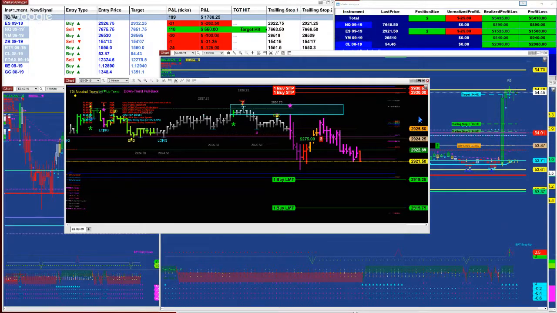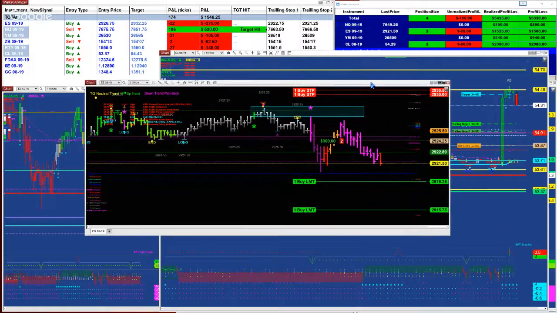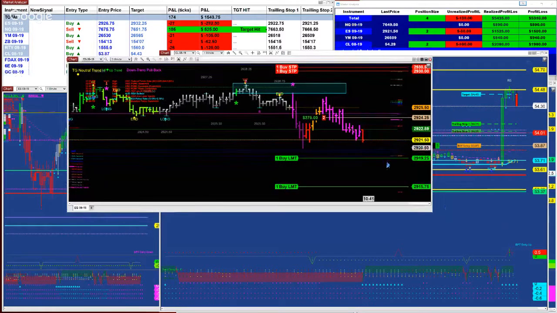Easy, simple, beautiful. And if we are breaking that level here, we are going on the ES. I don't have it ready for you guys here, but we are about 29.20. This is a beautiful trade. This is the new zone.